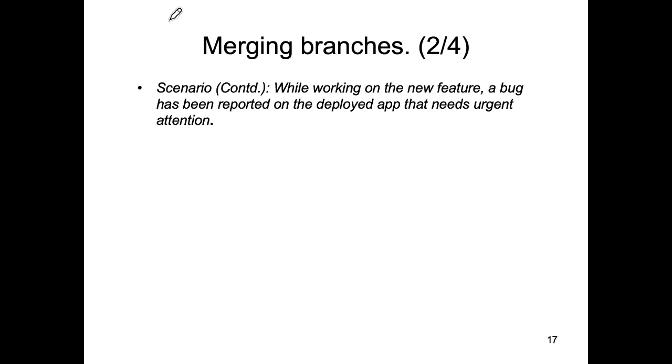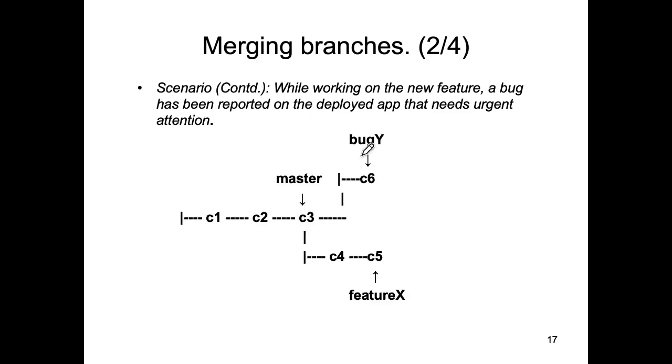However, let's say that while you're working on this new feature, somebody else reports a bug in the deployed version of the application, and straight away, obviously, we need to fix that bug and get the fix out onto the master branch as quickly as possible. But we will do the debugging on a new branch. And so we've got another branch now, which I've just called bug Y, and that's where we're doing our debugging. This may still be continuing on if we've got enough team members to divide up.